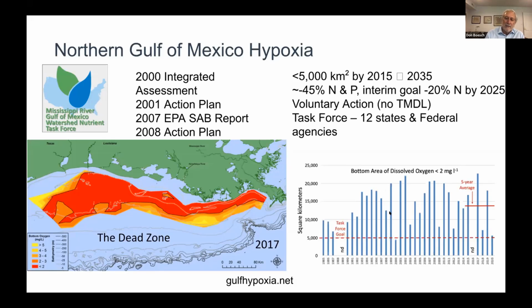Now, this is a challenge because the extent of hypoxia goes up and down quite a bit, depending upon the river flow, but also depending on hurricanes. So for example, this year, we've got an unexpectedly low extent of hypoxia because a hurricane passed just through the area just before the survey was done. So we need to find a better way that's more predictable about how the system is responding.